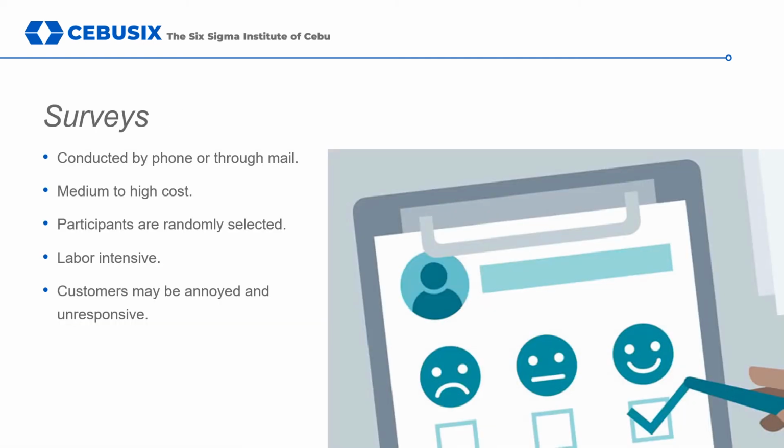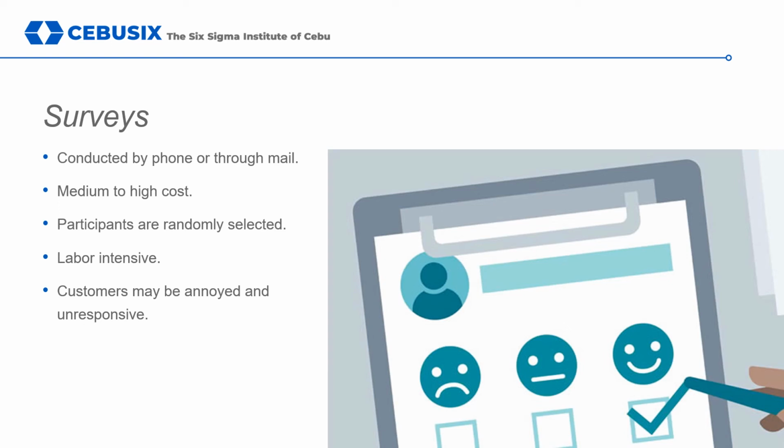The cost of conducting a survey by phone is very high, whereas the cost of conducting it through the mail or online can be drastically reduced. When using the phone or through mail, customers can be randomly selected so the data can be used to draw conclusions about the entire population.